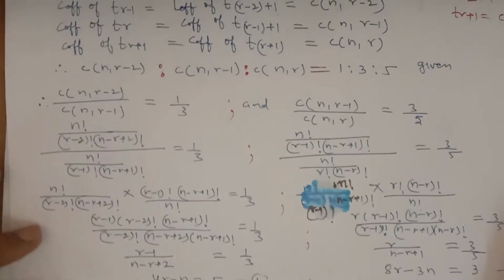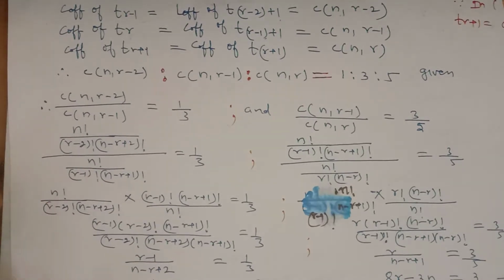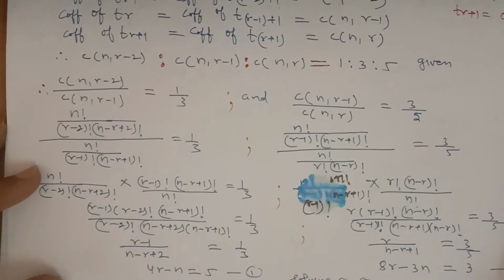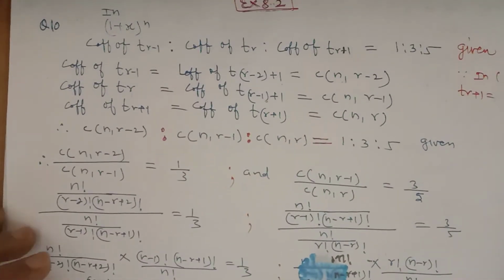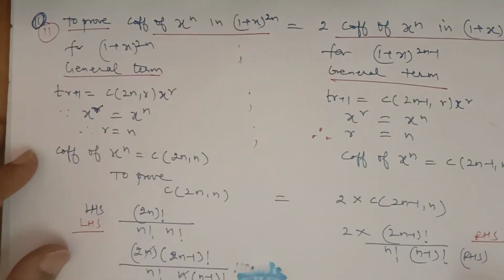So it is a good question. One solved example is also given before this exercise in the NCERT book. So do these two questions very carefully and carefully cancel out this factorial. So that was question number 10. Now in question number 11, again it is a good question.